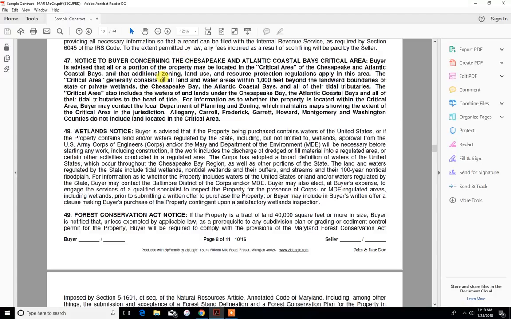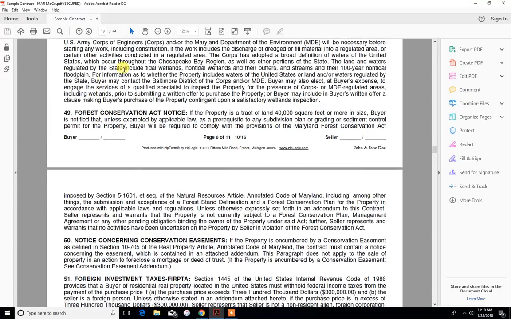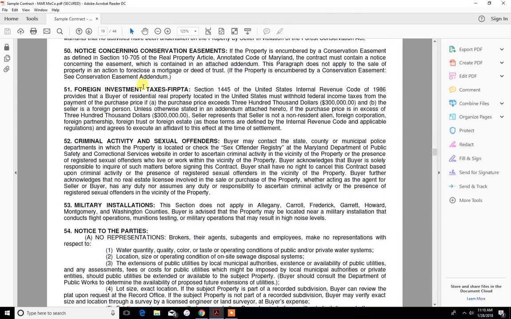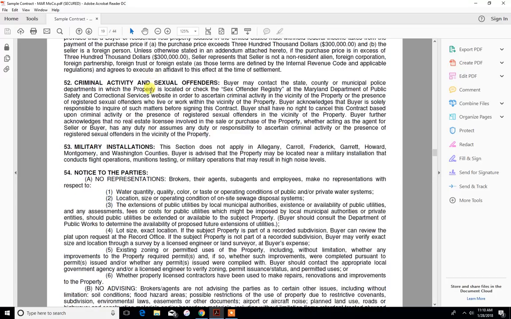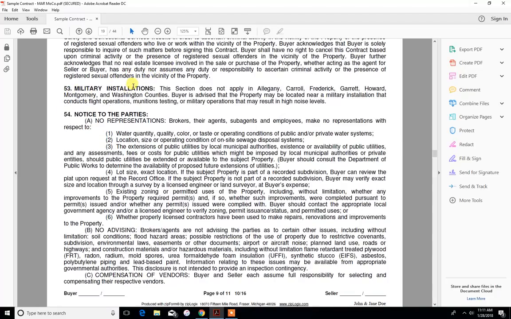Don't worry about this. We're not in the Chesapeake or Atlantic coastal ways here. We're not in wetlands. We don't have a forest conservation easement, so go ahead and initial there. Again, no conservation easement. This says you guys are not, for tax purposes, foreign investors. Criminal activity, sexual offenders. You guys are going to need to do your own due diligence here. I'm not allowed to talk about this. Does not apply to Montgomery County. We're not near a military installation.